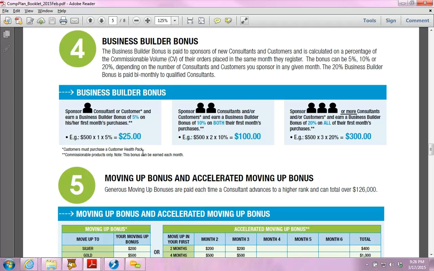So these bonuses are lovely, and if you can sign up 3 people in a month, whether it's 2 customers and a consultant, 2 consultants and a customer, 3 customers who all buy the health pack, it doesn't matter, but as long as it's 3 packages that qualify for Business Builder, if you sign up for 3 of them, you're getting a 20% bonus for them, plus your 5% in regular commission. So you're smiling. It's a good month.